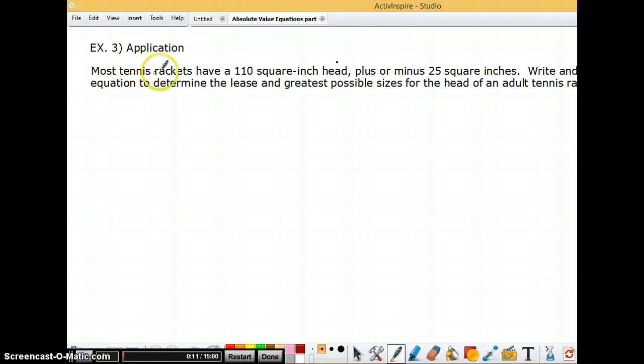So most tennis rackets have a 100 square inch head plus or minus 25 square inches. Write and solve an absolute value equation to determine the least and greatest possible sizes for the head of an adult tennis racket.